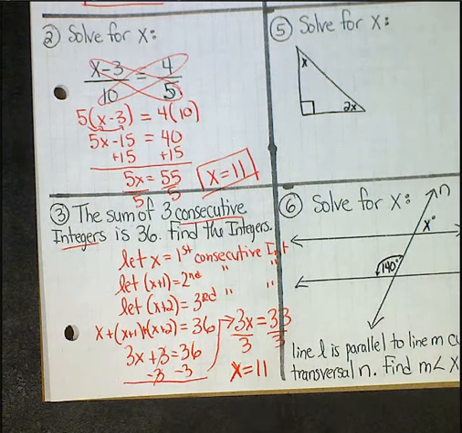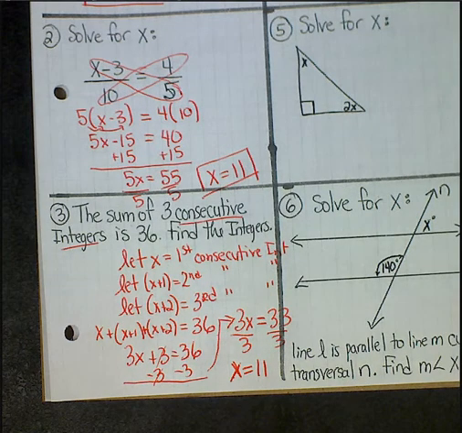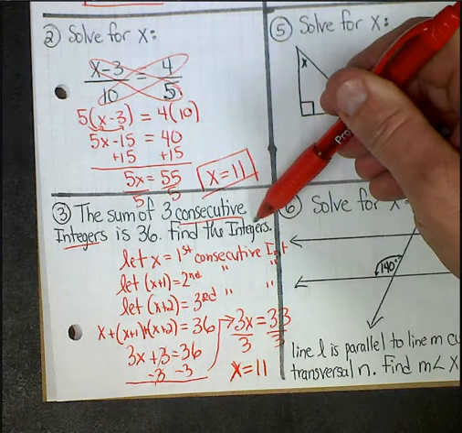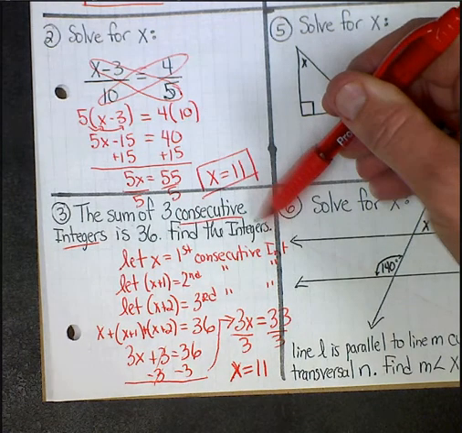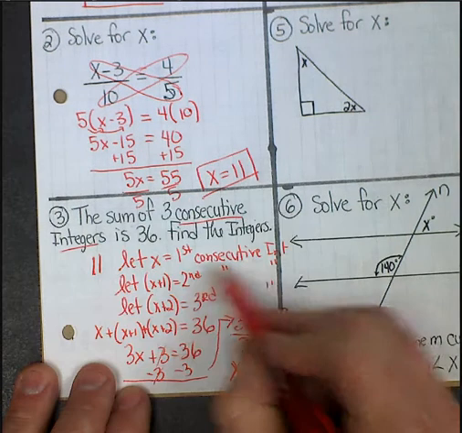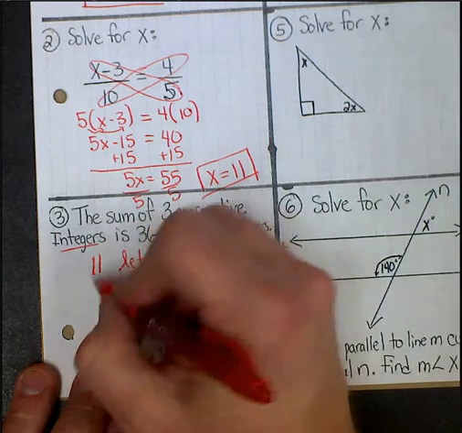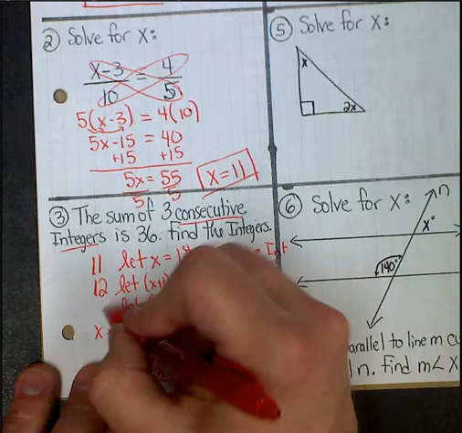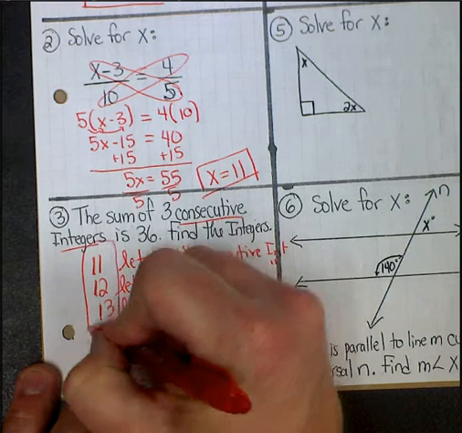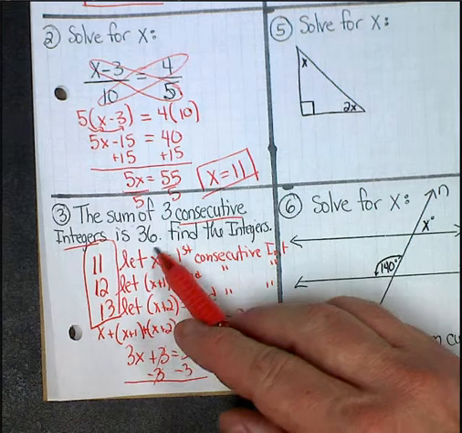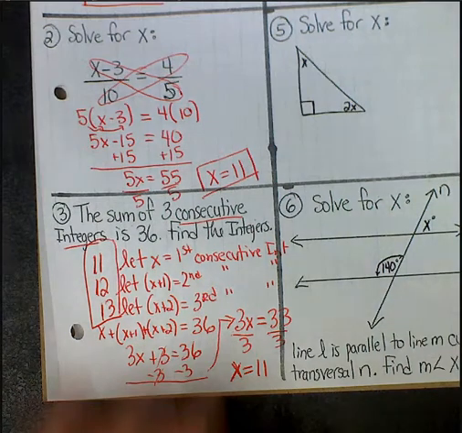All right, so x is 11. Am I done? No. Question says find the integers. So I need to find all 3 integers. This is where your let statements help you. You know x is 11. So 11 is going to be that first integer. 11 plus 1 is going to be my second integer, which is 12. 11 plus 2, which is 13. There are my integers. And if you add those integers together, which means sum, you should get 36.